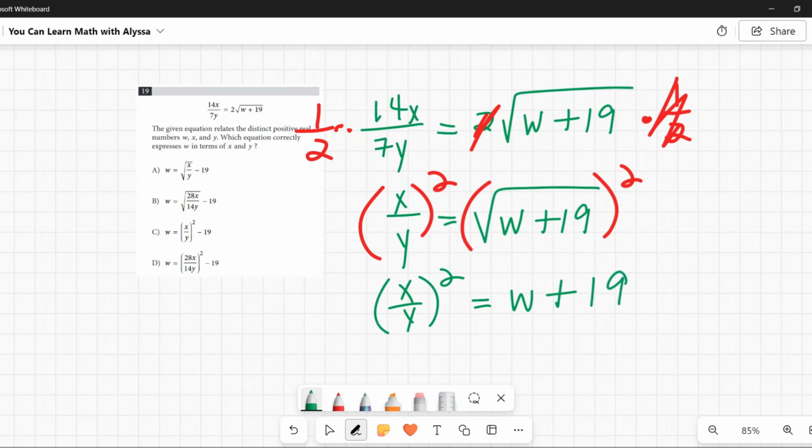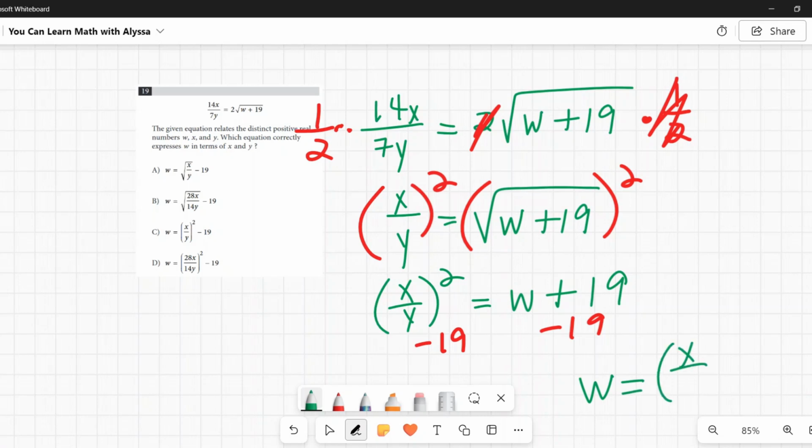And I am going to undo that plus 19 by subtracting 19 from both sides. And now my w is by itself. And what do I have? I'm going to write it over here a little bit. I have that x over y squared minus 19, and that is w. And let's look over at our options, and looky there, there it is. C, w equals x over y, all in parentheses, squared, minus 19. C is my answer.